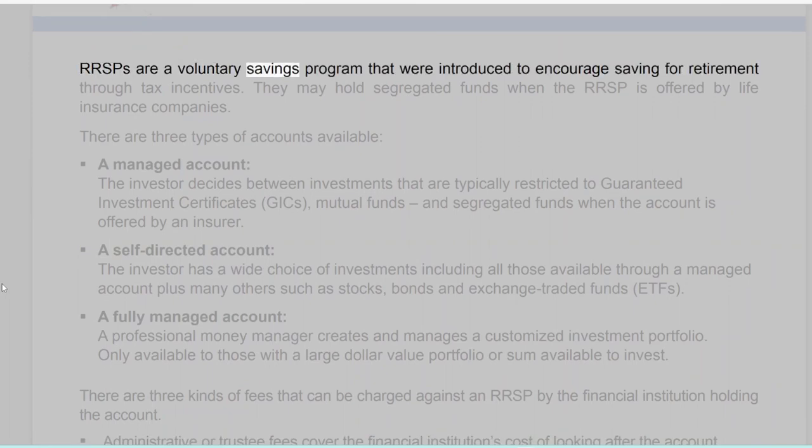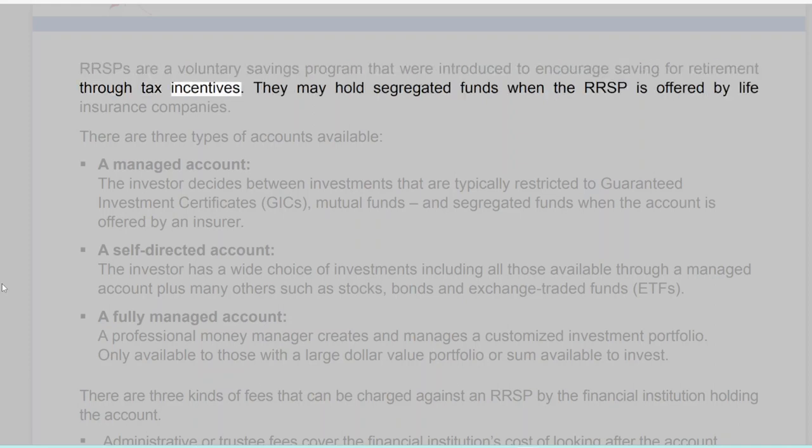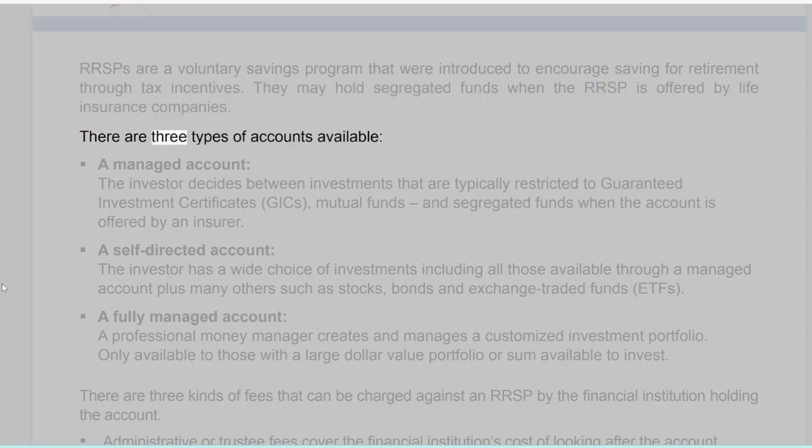RRSPs are a voluntary savings program that were introduced to encourage saving for retirement through tax incentives. They may hold segregated funds when the RRSP is offered by life insurance companies. There are three types of accounts available. A managed account: the investor decides between investments that are typically restricted to guaranteed investment certificates, GICs, mutual funds, and segregated funds when the account is offered by an insurer.